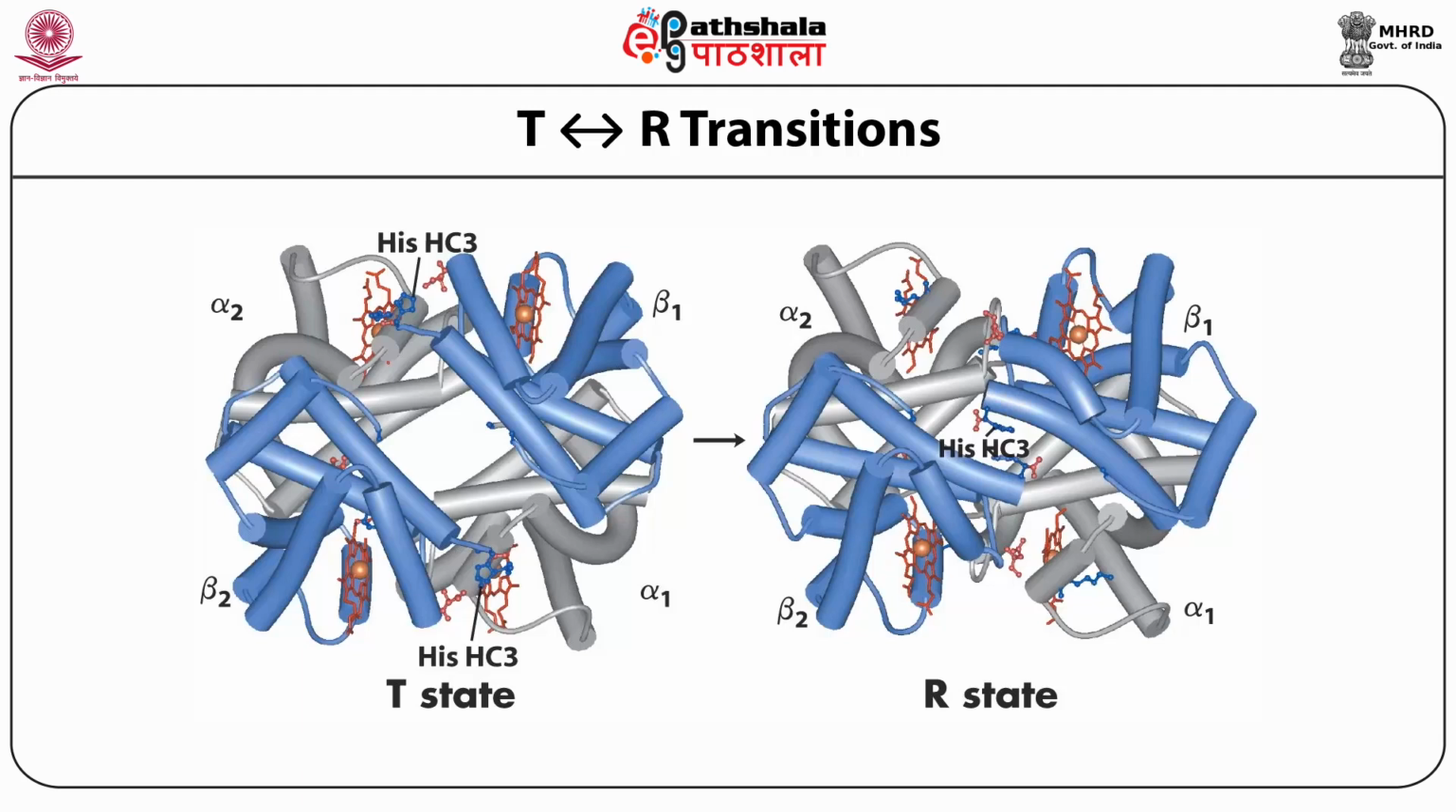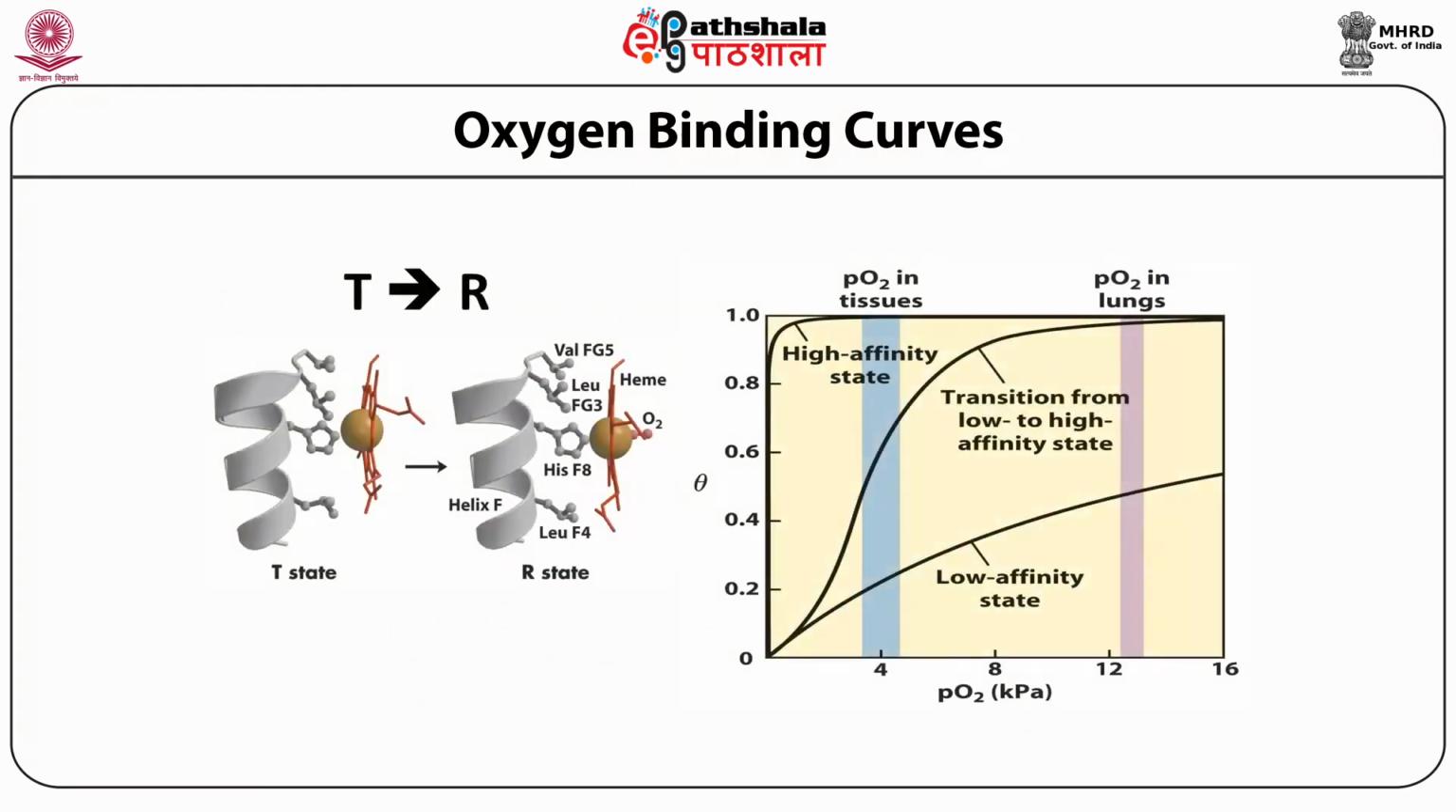You can see here that the structure of the T state is totally different from the R state because of the cooperative binding of oxygen. Oxygen binding curve: you can see in the T state and in the R state different types of interaction take place. If you plot the value of theta versus the partial pressure of oxygen, you see the low affinity state, the transition from low to high affinity state, and then the high affinity state. That's because of the cooperative binding of oxygen to hemoglobin.